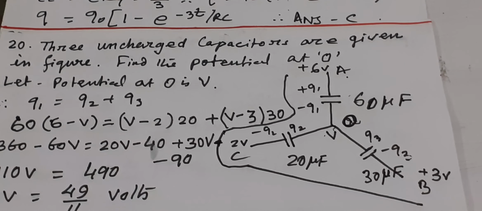because it will charge both the capacitors, that is V minus 2 into 20 microfarad plus V minus 3 into 30. V is assumed to be greater than these, that was the assumption. Now solving here, we can get V equal to 49 by 11 volts. Yes, it is the answer for this question.